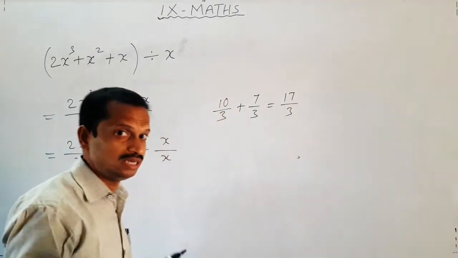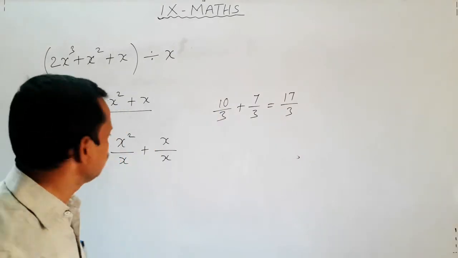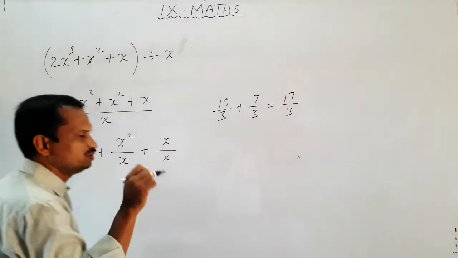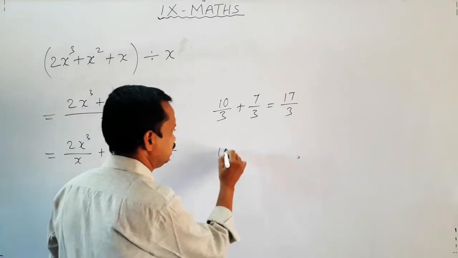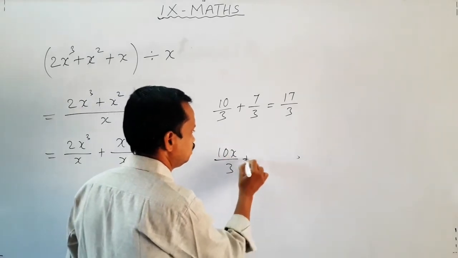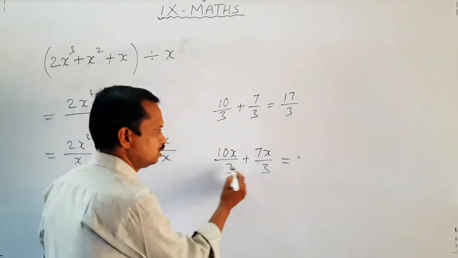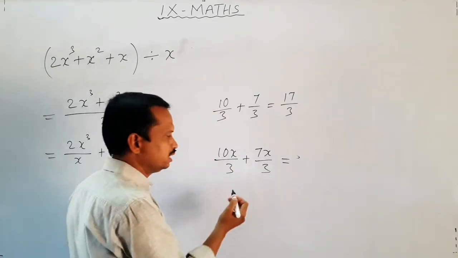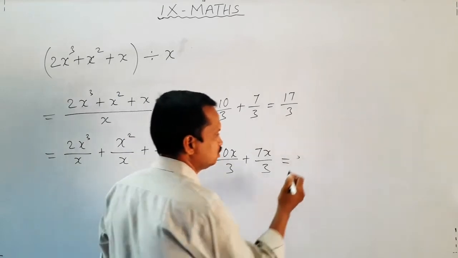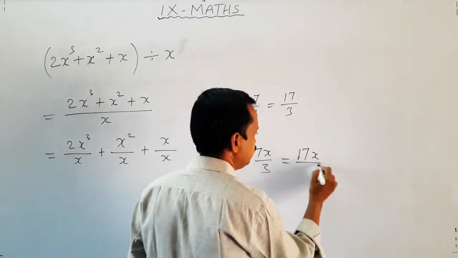But in numbers, we can add, but these are unlike terms. If they are like terms, then we can add. For example, 10x by 3 plus 7x by 3. Then we can write this with the common denominator: 10x plus 7x, then we get 17x by 3.